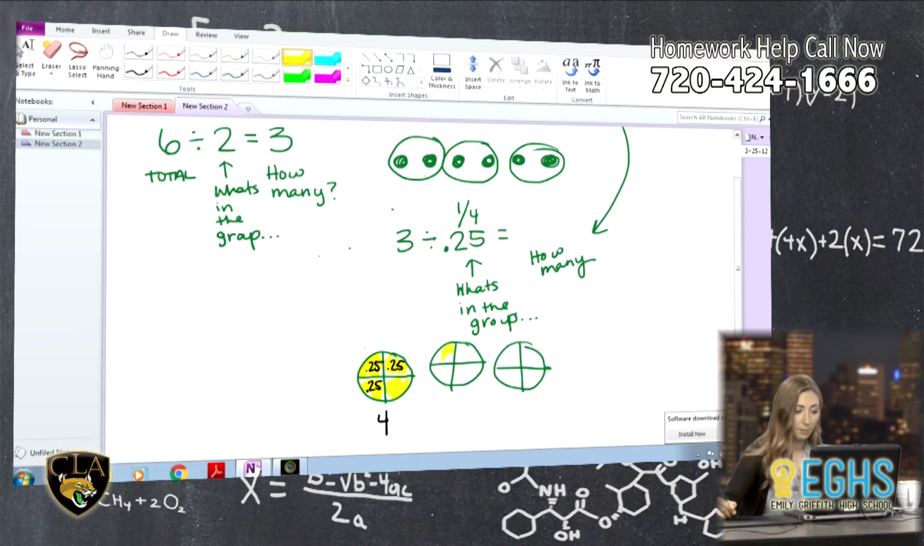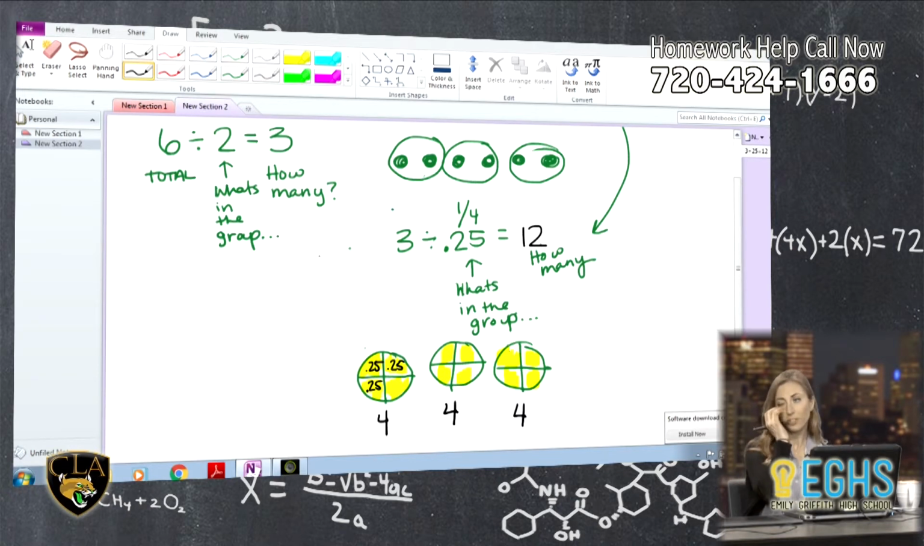And then I'm going to have 4 more here. So there's 4 more there. So we've got 8 all together. And then there's 4 more here, which give me the 12.